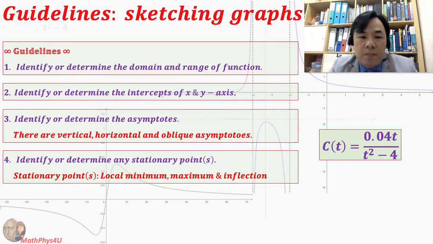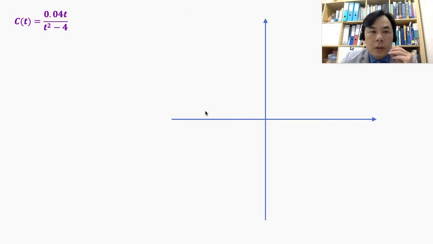and graph. All right, here is our next graph that we're going to sketch, which is a rational function, but this time we are given it in the form of t. C stands for the concentration of the antibiotic after it has entered into our bloodstream. Okay, now we're going to follow the same guidelines here. So the first one, we're going to write down the first one. We're going to find out any domain here.